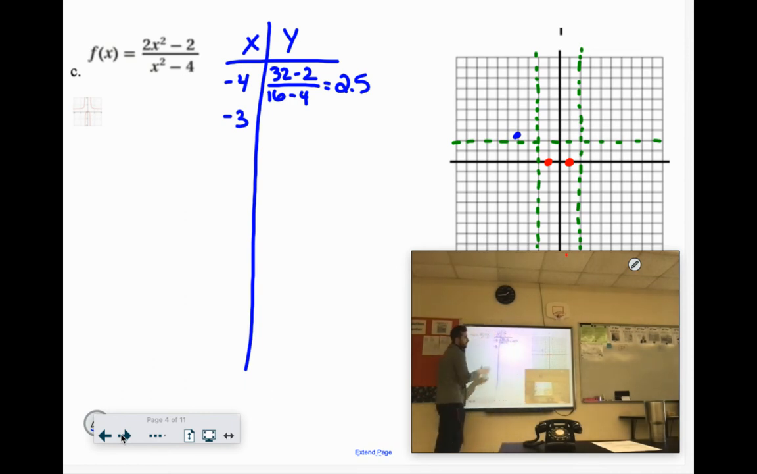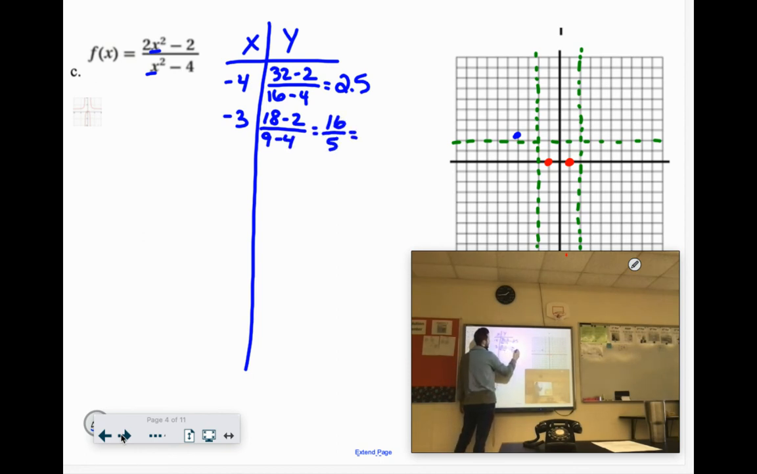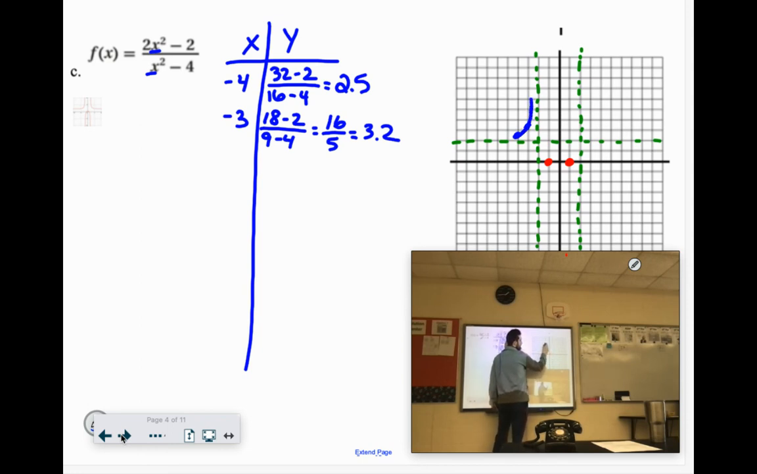Okay, so in that top left chunk, if we did -3, -3 squared is 9, times 2 is 18, so we have 18 minus 2. -3 squared is 9 minus 4. So this comes out to 16 over 5, which is 3.2. So we're going to have a point at -3 and 3.2. So this will show we're going to be curving up this way towards the asymptote. We're going to cruise down this way towards that asymptote. Great, so that third of the graph is done.